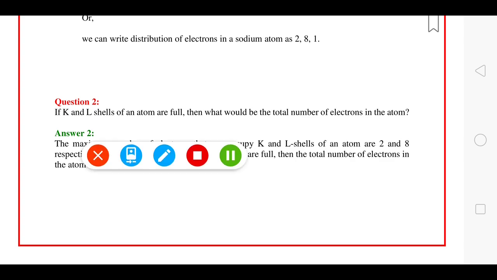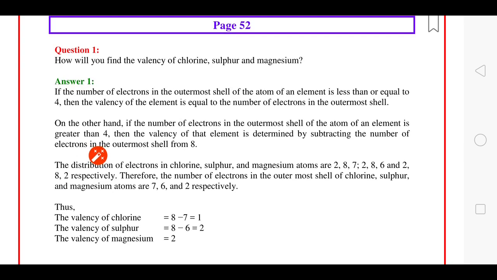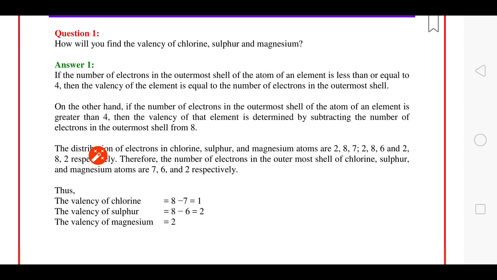Okay. Our next question is, how will you find the valency of chlorine, sulfur and magnesium? The answer is, if the number of electrons in the outermost shell of the atom of an element is less than or equal to 4, then the valency of the element is equal to the number of electrons in the outermost shell. On the other hand, if the number of electrons in the outermost shell of the atoms of an element is greater than 4, then the valency of the element is determined by subtracting the number of electrons in the outermost shell from 8, right?